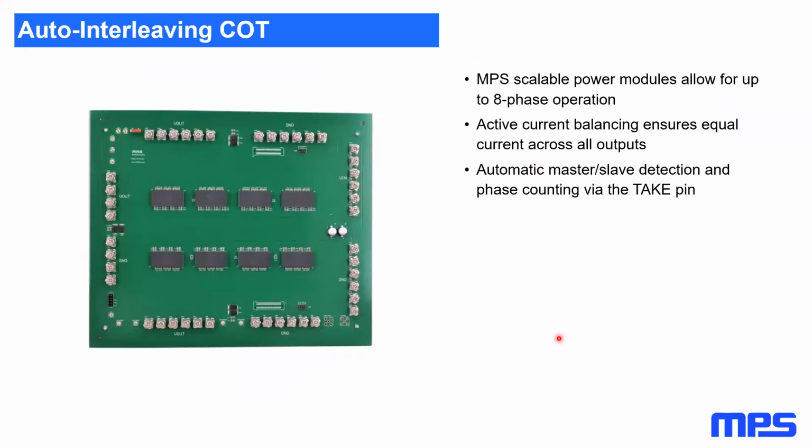So just to give a bit more information on this auto interleaving constant on time, as I said before, we can put up to 8 of these modules in parallel. This evaluation board is our 800 amp evaluation board, which is available on the website for ordering. We also have a 400 amp version and a 200 amp version and a single IC version as well. These are all available.